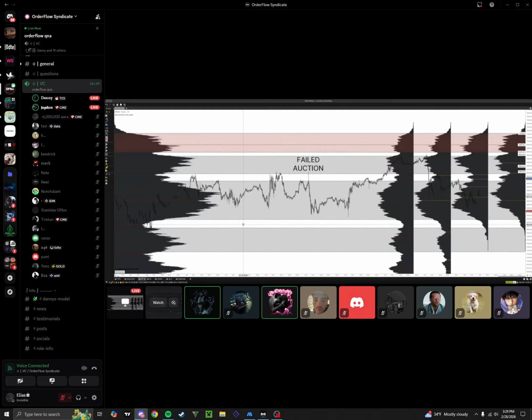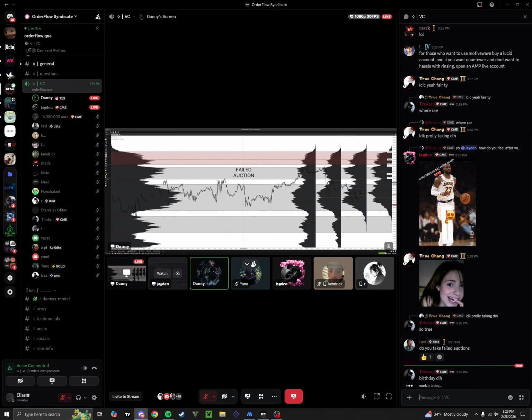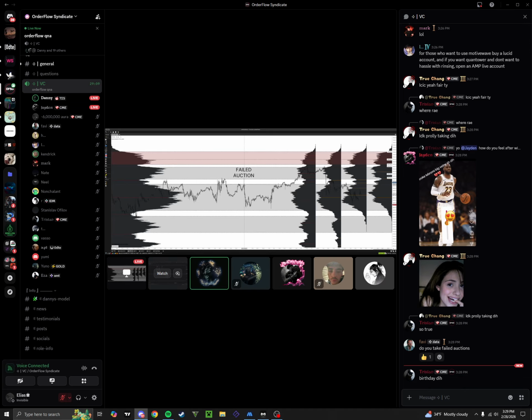It's a failed auction because price started to accept outside of this balance and tried to auction into the next balance to find agreement between buyers and sellers up there. But once we started going into that new balance, they didn't really agree at the price, so the auctioning stopped continuing higher and failed. Then we went back lower into the previous balance, and we almost traversed the entire thing right away. You can see.